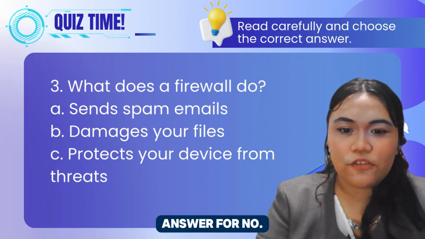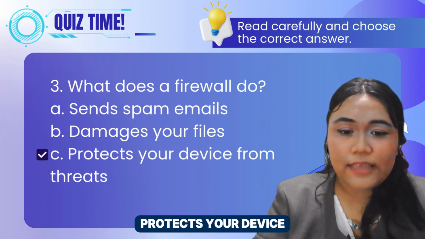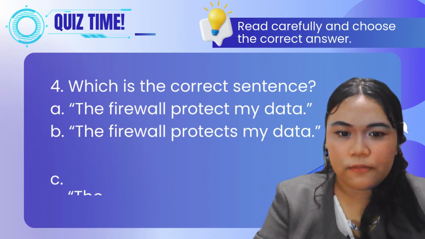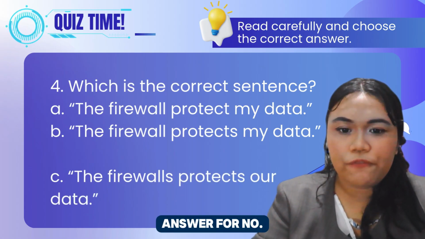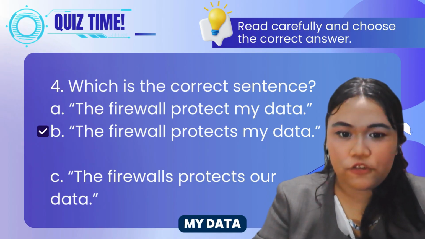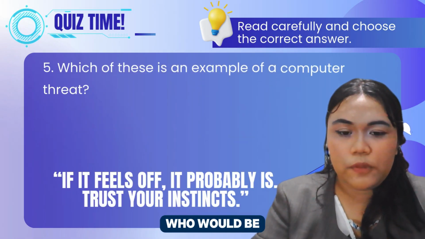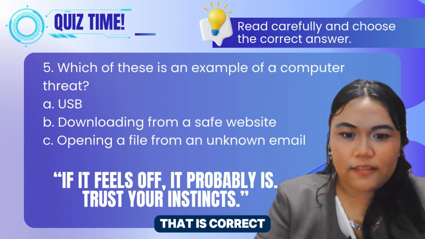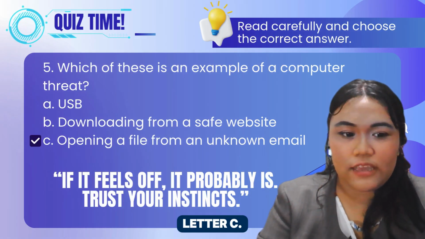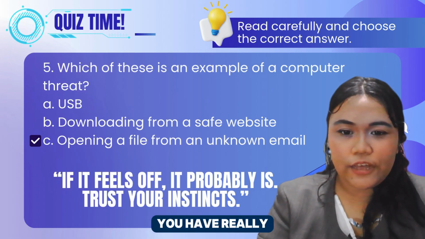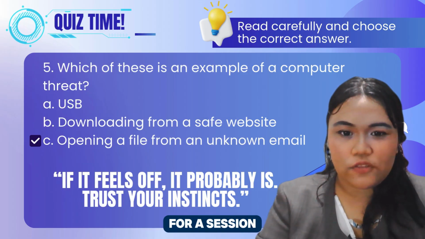That's correct. The answer for number 3 is C, protects your device and threats. How about number 4? Okay, so the answer for number 4 is B. The firewall protects my data. Good job. Last question. Who would be willing to answer? Okay, good. That is correct. The answer for number 5 is letter C, opening a file from an unknown email. Good job, everyone. You have really shown that you have been actively listening for our session today.